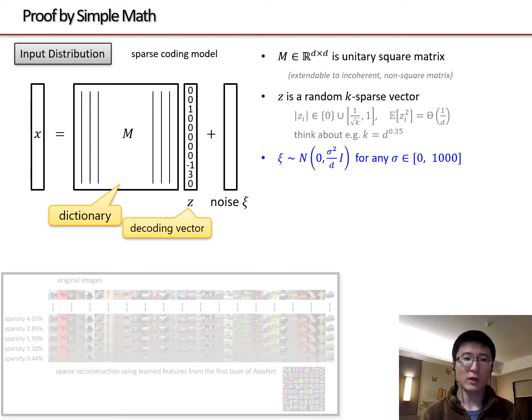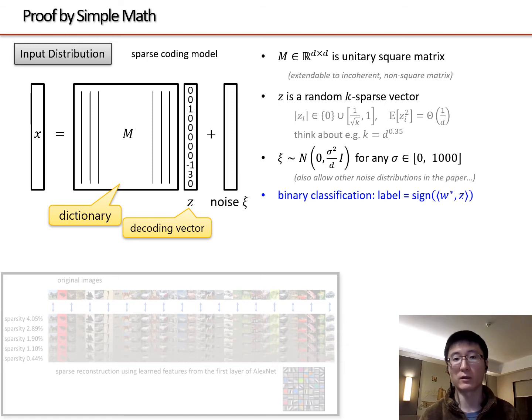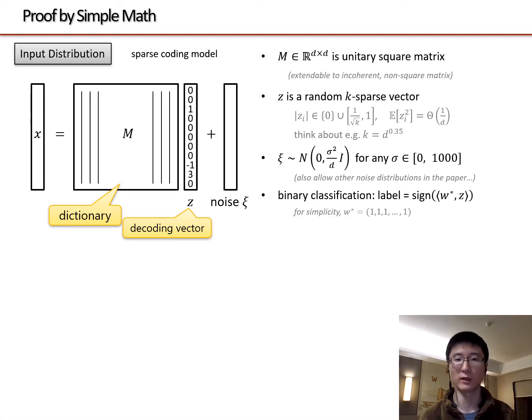Okay, and here Cauchy is some noise, and suppose the Cauchy just satisfies a Gaussian distribution with a norm that can be as large as 1,000. And finally, let's consider a binary classification problem in which the label of this classification is just the sign of some ground truth vector W star times the decoding vector. So think about W star just being 1, 1, 1, 1. Okay, so this is the data distribution we're going to take.